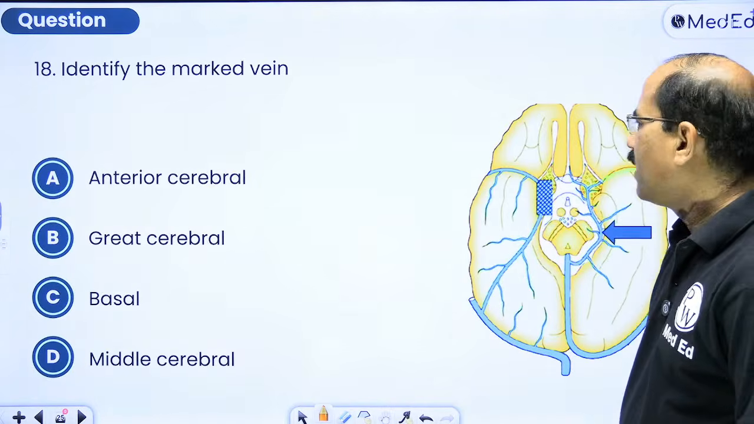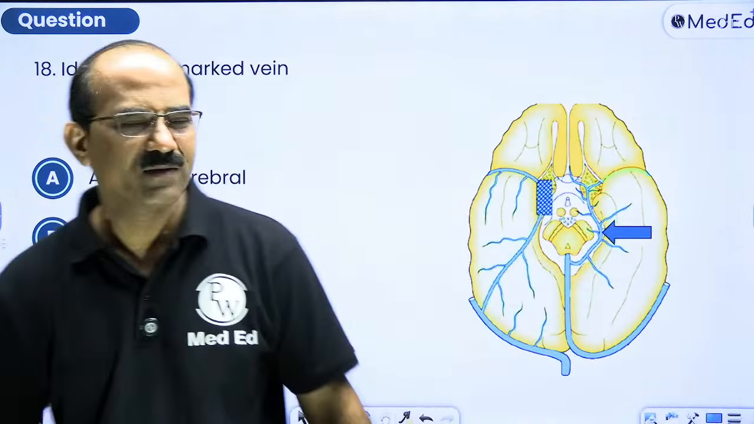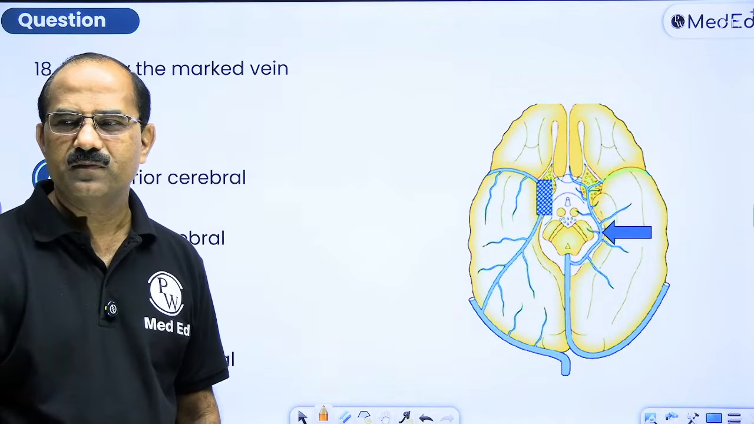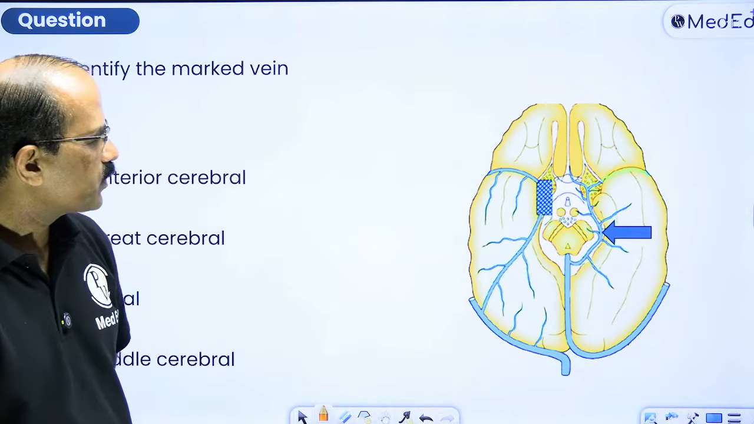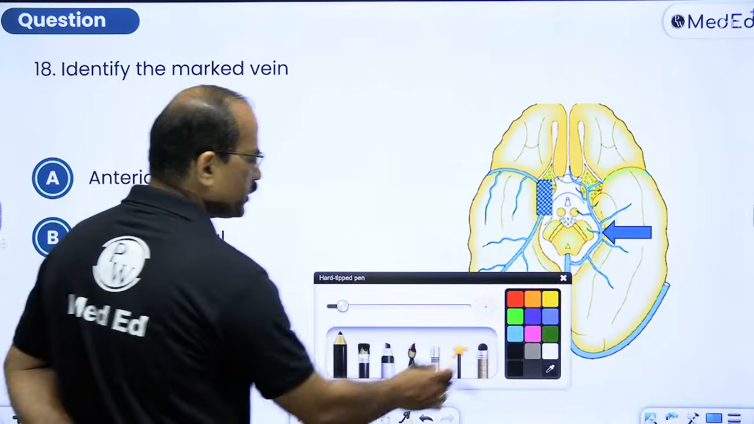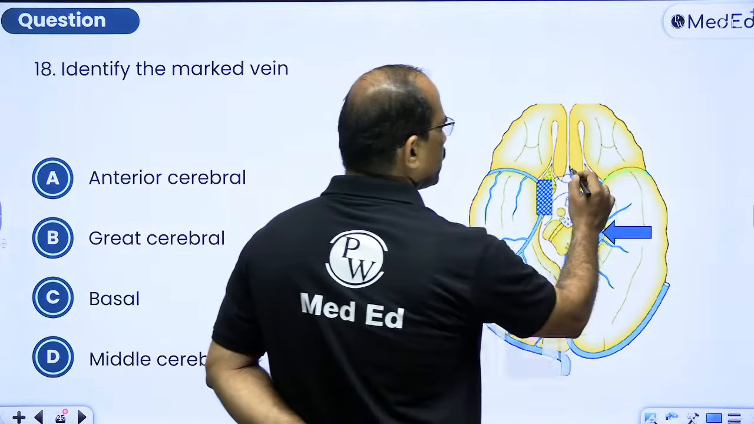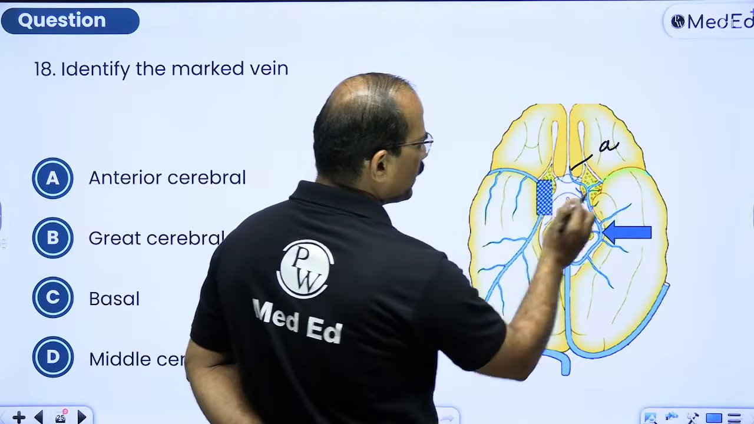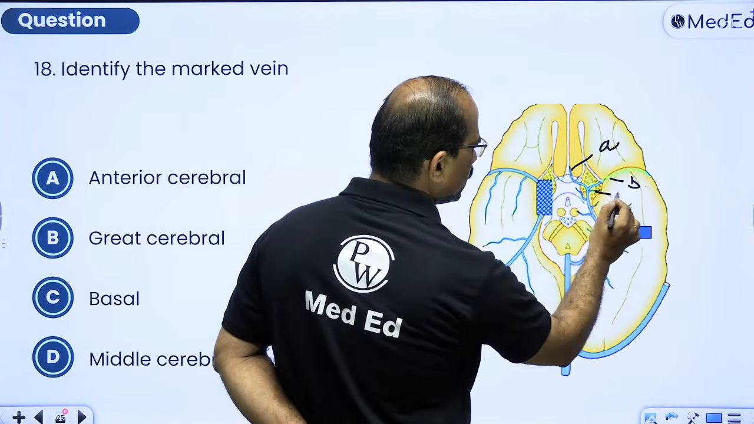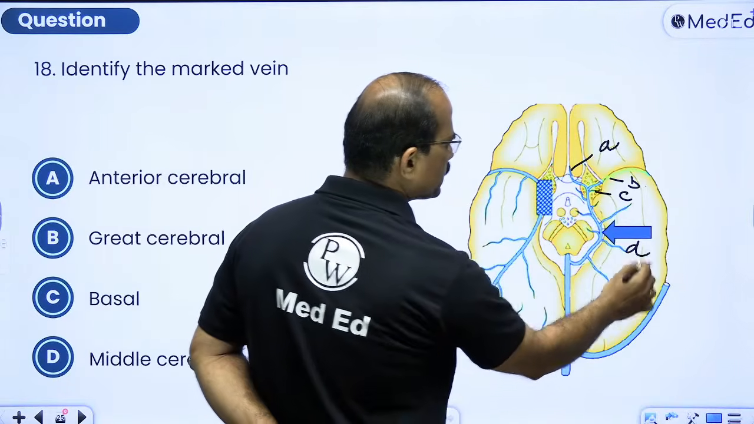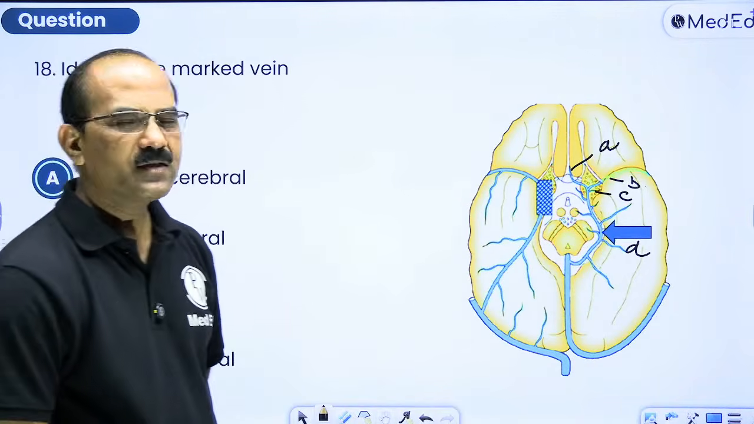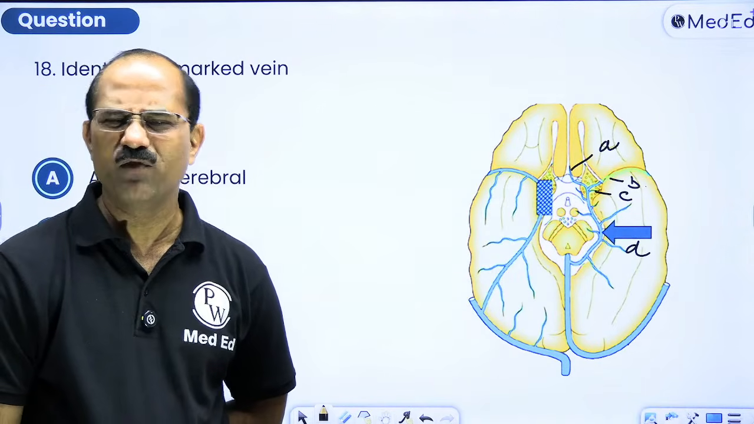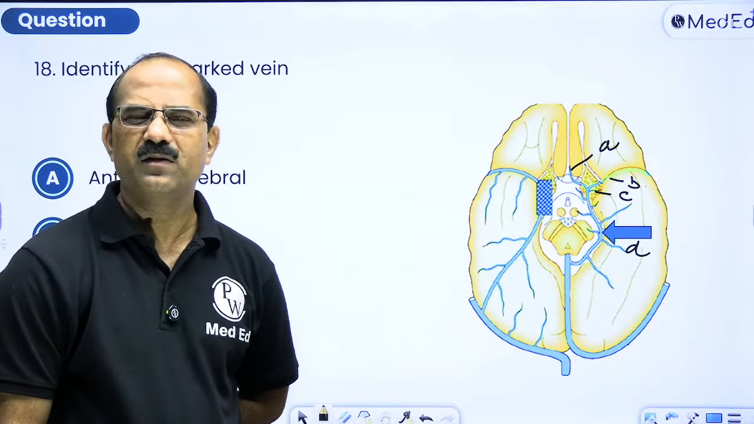See the next question. Identify the marked vein. This is a bit difficult, children. Can anyone tell me what this marked vein is? Let me tell you: this is A, this is B, this is C, and this marked vein is D. This is the venous drainage of the brain. Children find this a bit difficult.